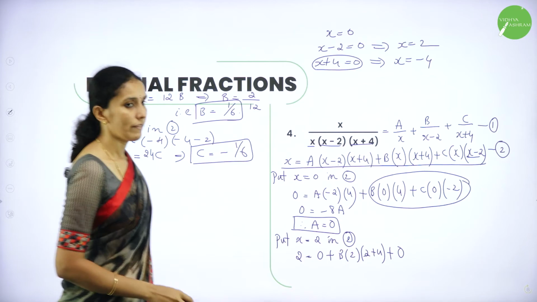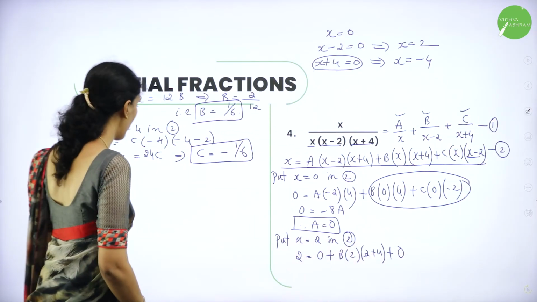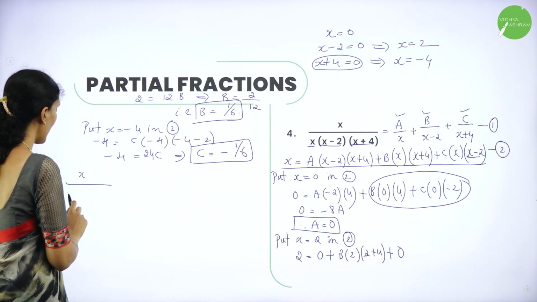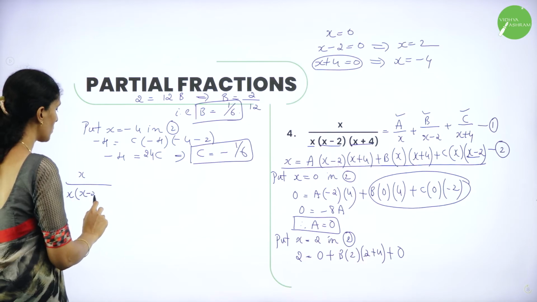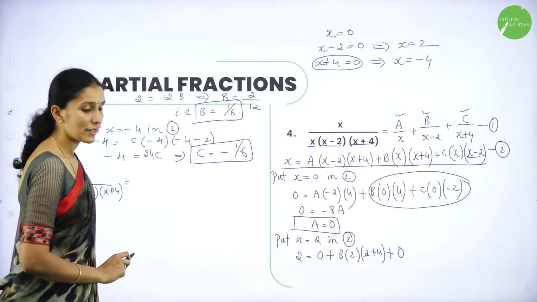So now you got the value of A, B, C. Substitute in 1. So therefore, x divided by x into x minus 2, x plus 4 can be written as, what is the value of A?